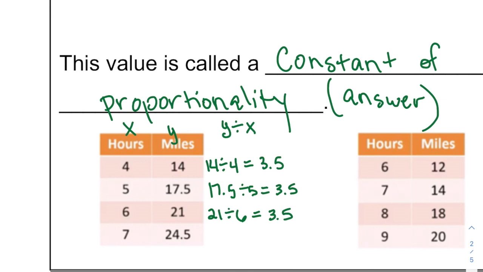21 divided by 6 is 3.5. All right, looking good. And then let's try this last one, 24.5 divided by 7. Again, we're going to get 3.5. So in this case, this one is proportional, and my constant of proportionality is 3.5. I know it is proportional because all of the answers are the same.